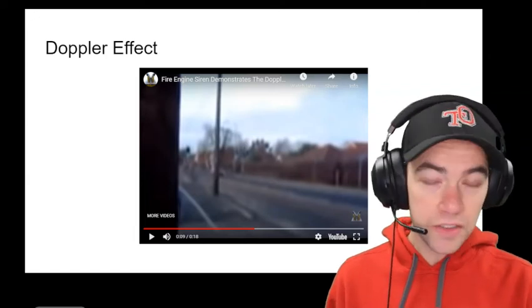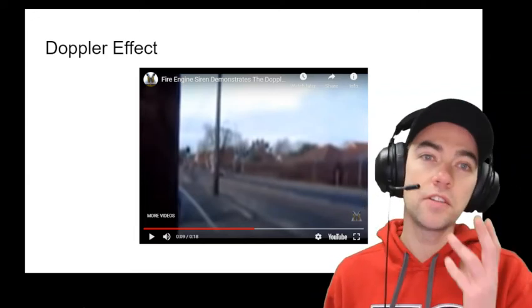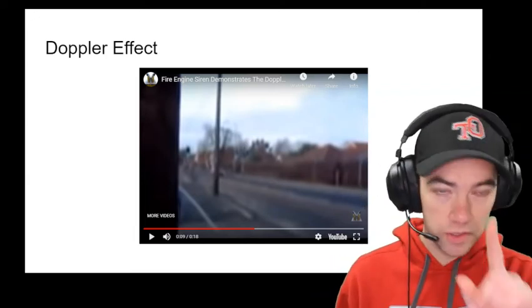So our topic today is going to be the Doppler effect. It's much easier to hear the Doppler effect than to describe it. So let's take a moment and listen to it.